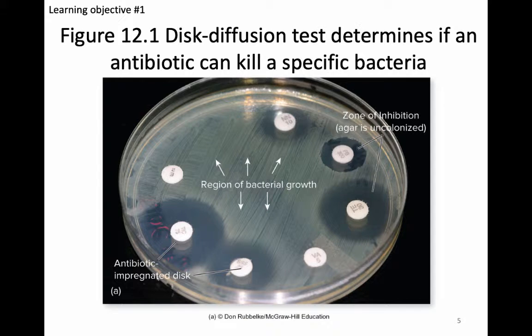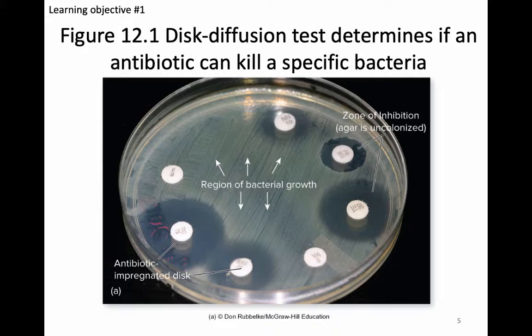This is what a Kirby-Bauer disc diffusion test looks like. In this test we have a petri dish which contains a layer of agar containing all essential nutrients for the growth of a microbe. We have a microbe culture that is spread over the surface of the agar on the plate. And we have paper discs which are soaked in different antibiotics.